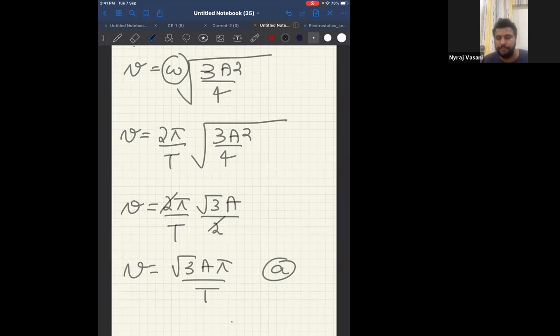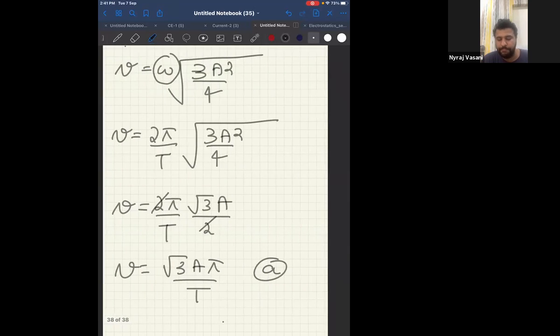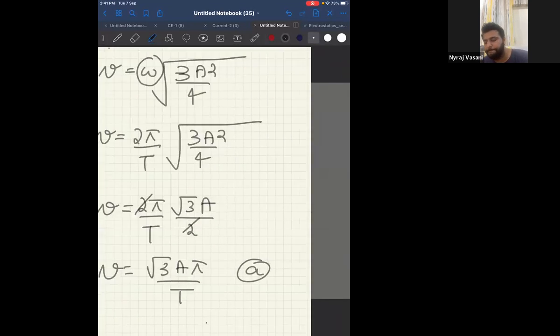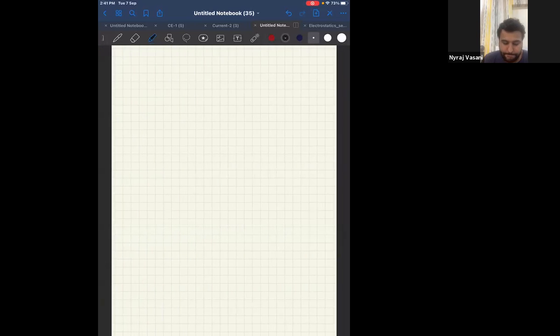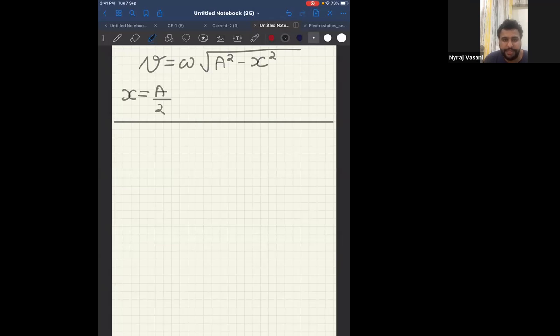Okay, now I'll explain again. Everyone, now look at the screen. I know the formula V is equal to omega root of a square minus x square. Now, in this, they have said x is equal to a by 2. I have not said it. They have said it in the question.